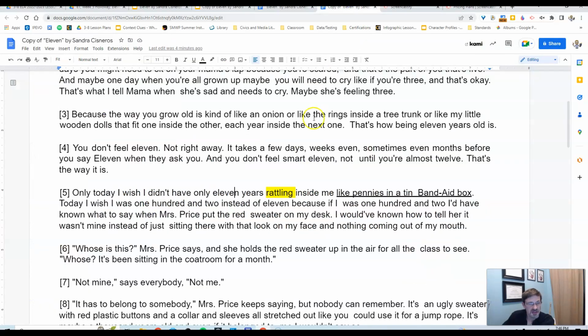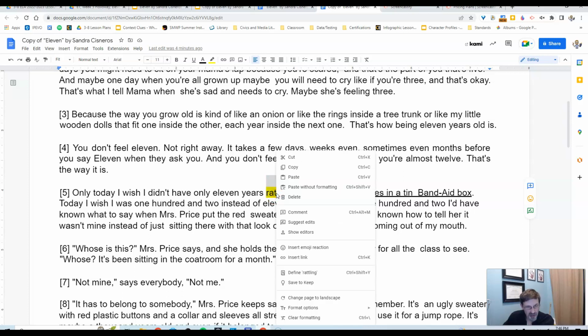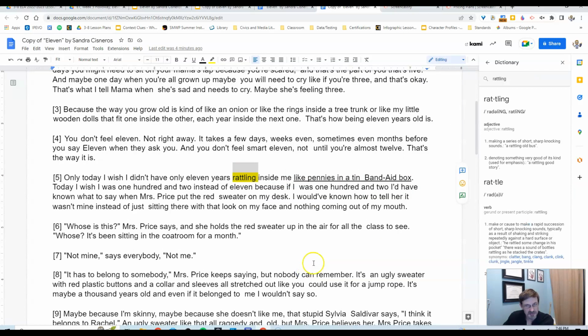So as you're reading through the text and you're highlighting and underlining the words in the text, look at how they're being used. Remember, if I take this word, rattling, which is your first word, and I look up a definition, it's going to say something like making a sharp series of short, sharp knocking sounds, or denoting something very good of its kind, used for emphasis, a rattling good story. So this is going to be something like shaking.